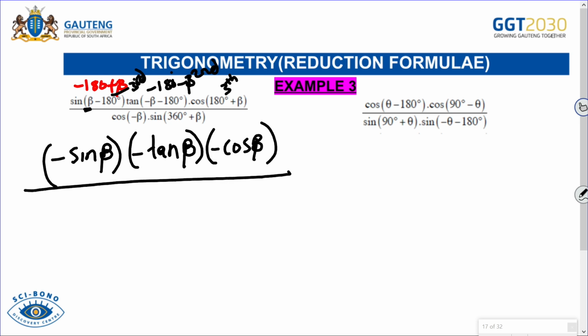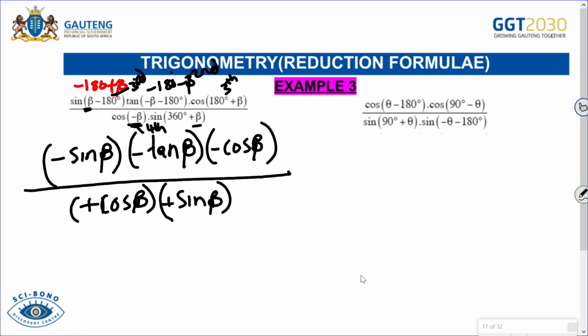Okay, so negative beta is in the fourth quadrant, and in the fourth quadrant we said that your cos is going to be positive, so it means you'll have positive cos beta. Okay, and then 360 degrees plus beta is going to be in the first quadrant. We have said that already, and in the first quadrant all your trig ratios are going to be positive, so it means you'll have positive sine beta.